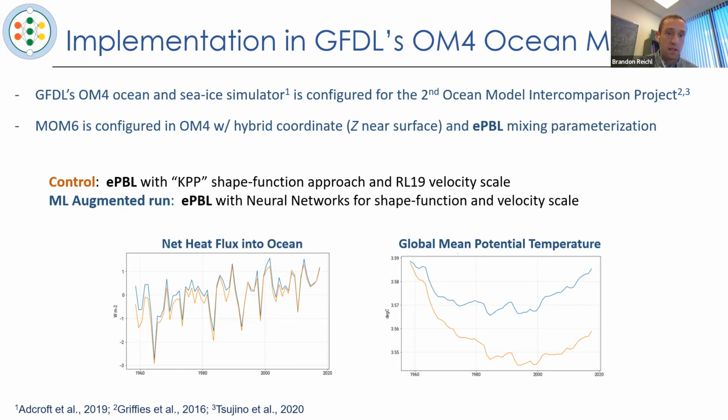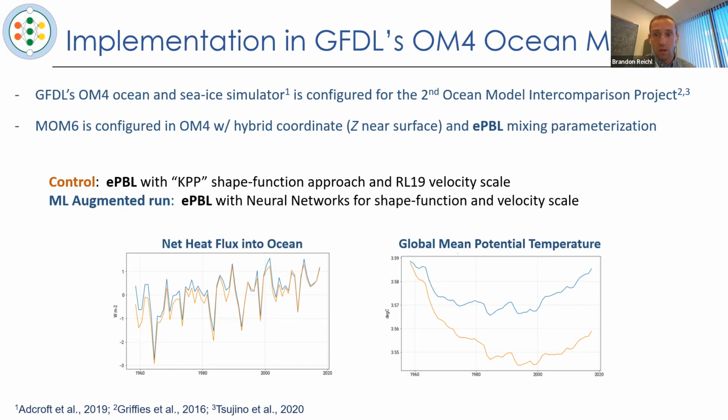This version of MOM6 is configured with this Z coordinate near the surface. So we need to have good representation of these turbulent fluxes. And of course, it's using our EPBL mixing parameterization scheme. So now we have a control run with this sort of KPP-like shape function approach and a velocity scale I didn't describe in detail. And then we have the machine learning augmented run, which uses EPBL with the two neural networks for predicting both the shape function and velocity scale.